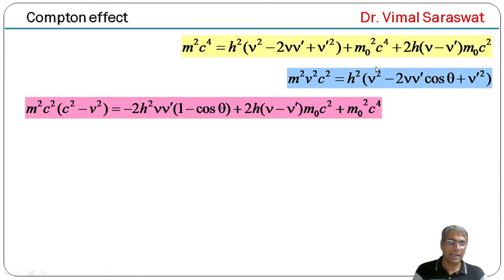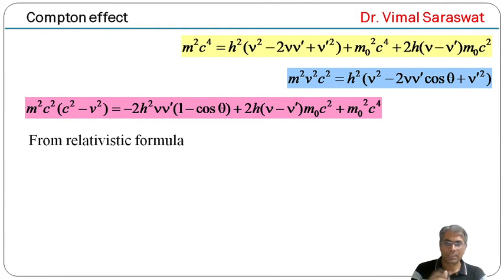So ν² and ν² will be cancelled out. ν'² and ν'² will also be cancelled out. So here we have h² into minus 2νν', and in bracket 1 minus cosθ. So minus 2h²νν', and in bracket 1 minus cosθ. And this term, it means m₀²c⁴ as it is, and also plus 2h(ν minus ν')m₀c² as it is.